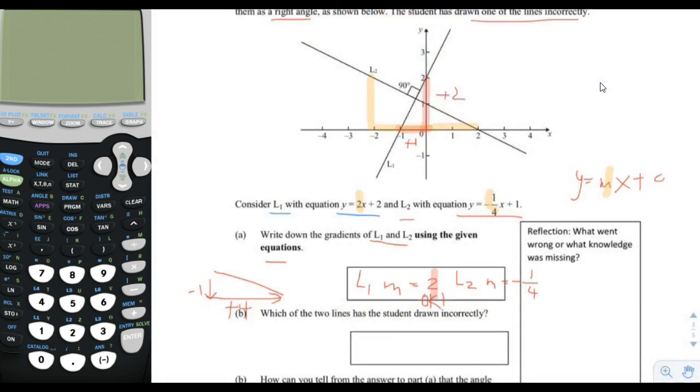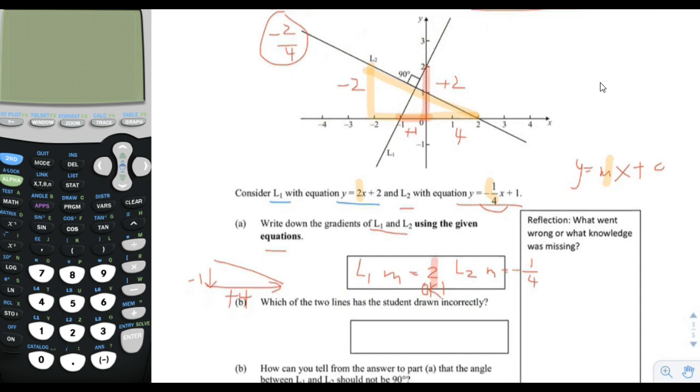We're going to draw a triangle using the whole number points, and we can see that the run here is 4, and the rise is 2, or actually it's negative 2 because it's going down. So negative 2 and plus 4. So the gradient of L2 in this picture is negative 2 over 4. And what we want it to be is negative 1 over 4. So we just discovered that L2 is the line that's drawn incorrectly.